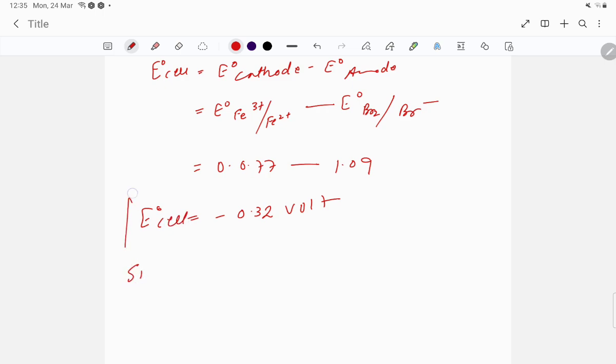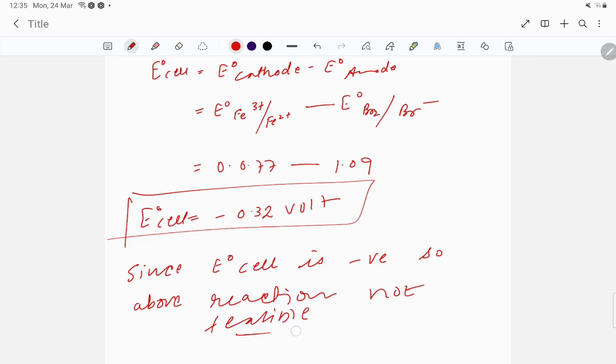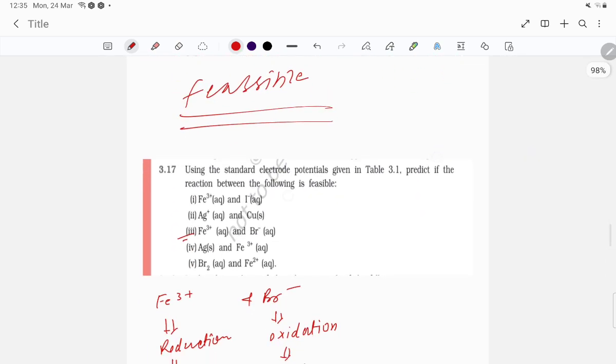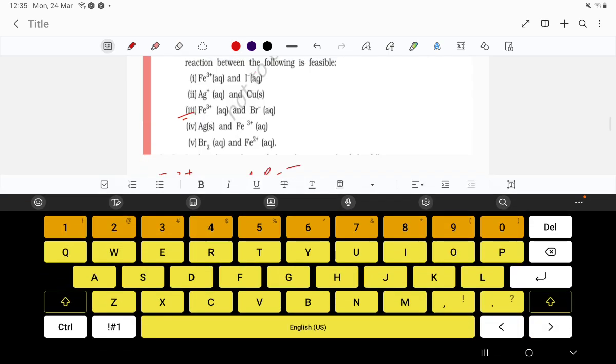Now what can be the resultant answer, student? Since E naught cell is negative, the above reaction is not feasible. Since it is negative, the above reaction is not feasible, student. Now let us move on to the fourth portion.